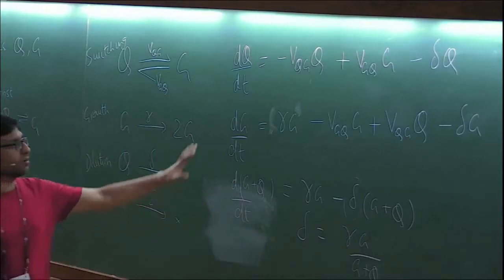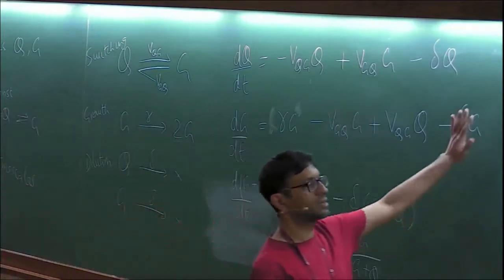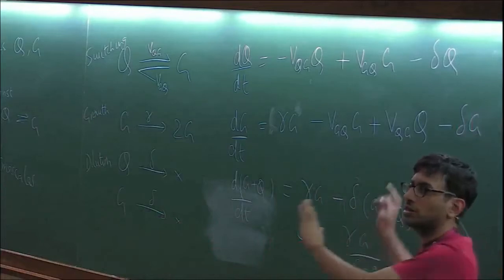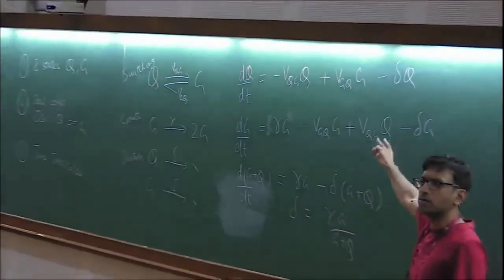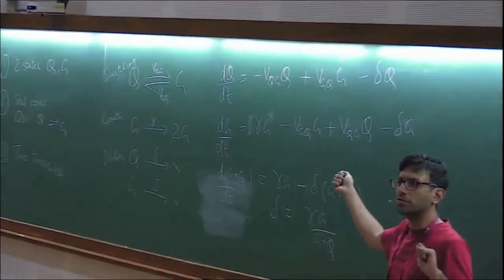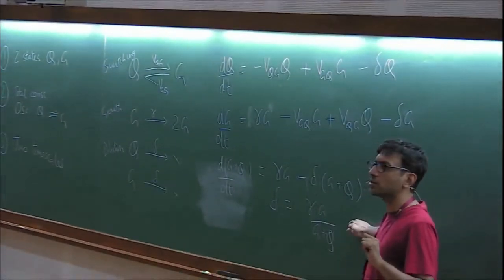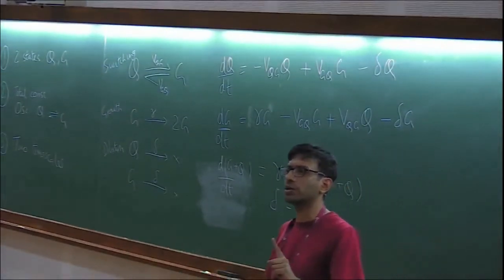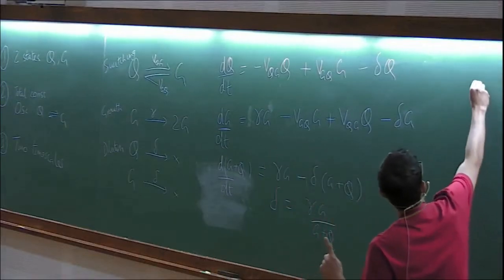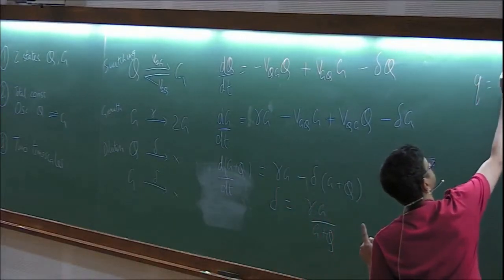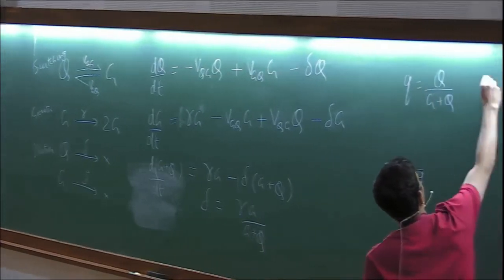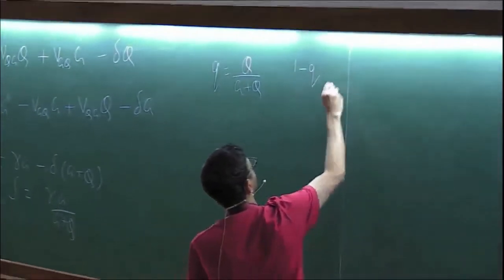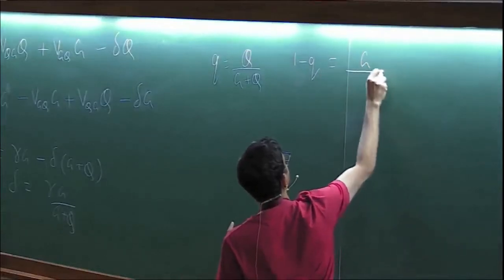Okay? So what I'm going to do with all this is transform this entire equation and describe the whole system not by two variables, number of Q cells and number of G cells. Since the total is constant, I only need one variable to describe it. And I'm going to choose the fraction of Q cells. And it's very easy from this to get the fraction of G cells. That'll just be 1 minus q.